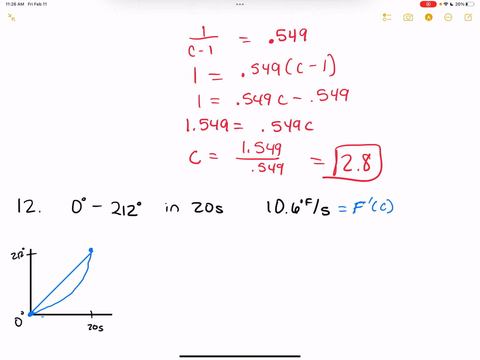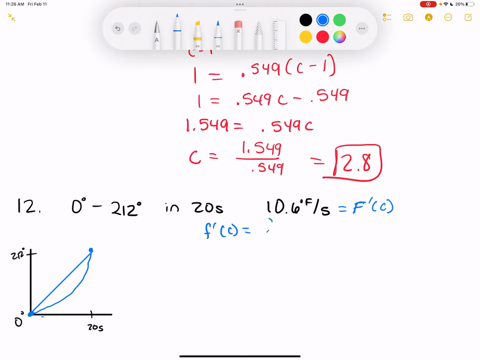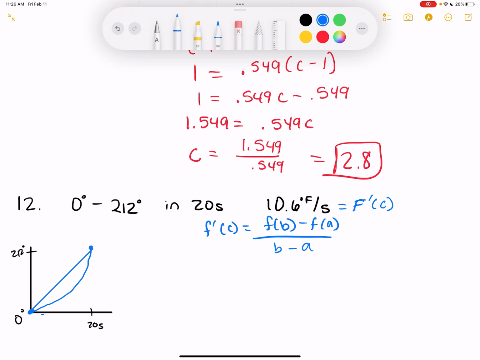So we have f prime of c is equal to f of b minus f of a all over b minus a. Okay, so then f of b is 212, so when we plug the time in, it's 212 degrees minus, at the initial time it was 0, divided by b minus a, which is the difference of 20 seconds that occurs, is equal to 10.6 degrees Fahrenheit per second.